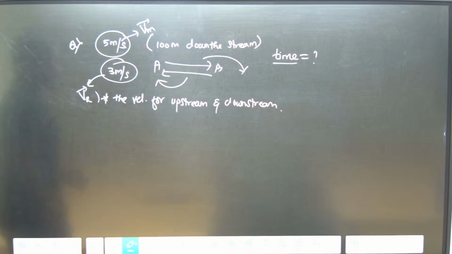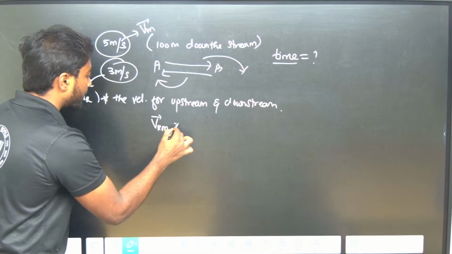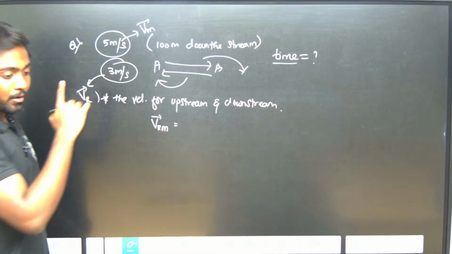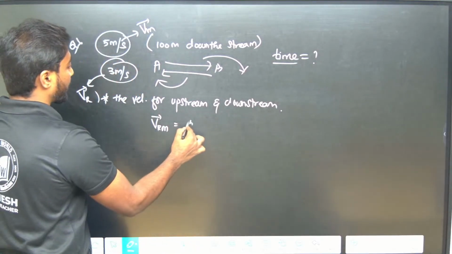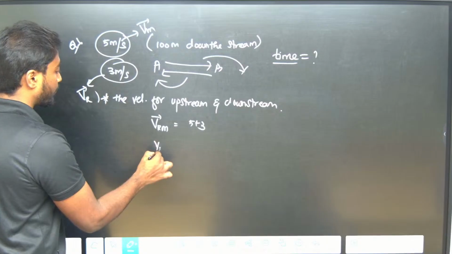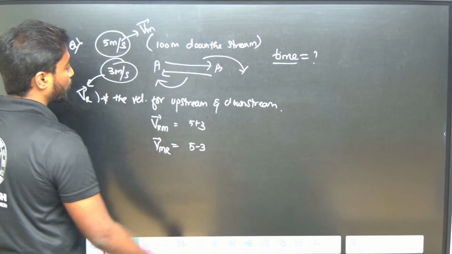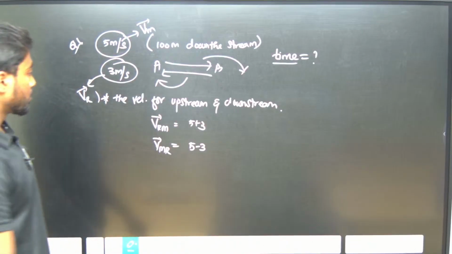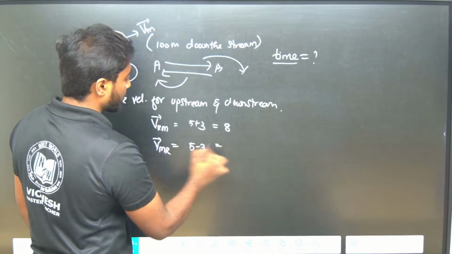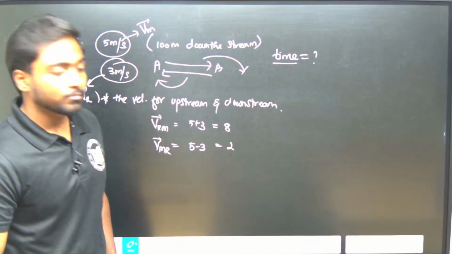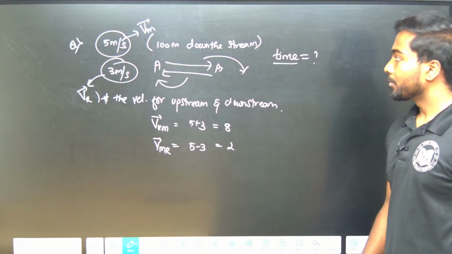Right? So upstream and downstream I need to get it. So the velocity of a river with respect to man, one will be in the opposite direction, one will be in the same direction, right? So 5 plus 3 will come for one. For the velocity of a man with respect to river, 5 minus 3 will come, no? That's it. So one is 8 and one is 2. So total velocity is 8 plus 2, 10.